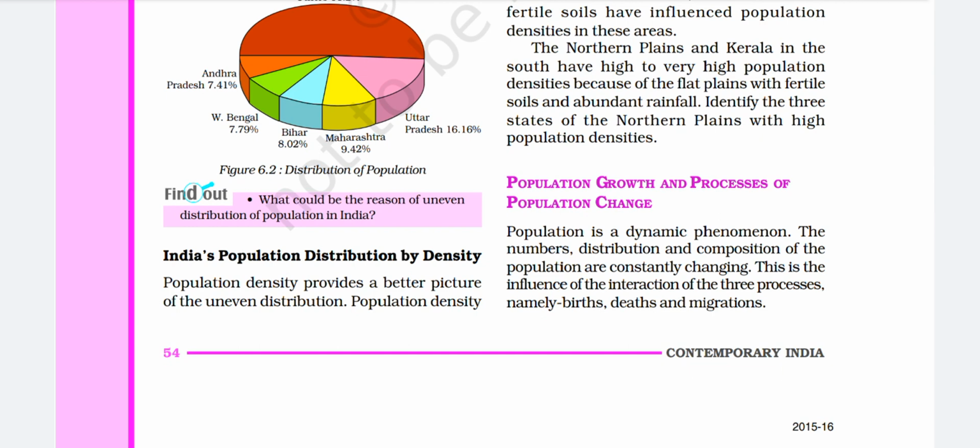Why is the population changing? There are three reasons for the change in population. The population will change because of birth, it will increase, and due to death it may decrease, and it may also change because of the migration of people from one country to another country, or the migration may be from rural areas to urban areas.